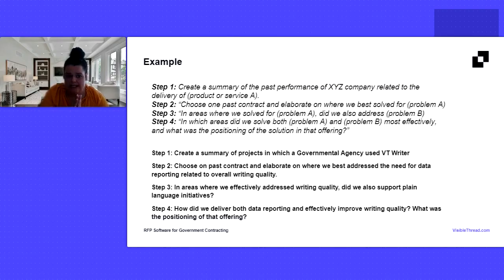specific item of performance and elaborate on where we best solve for problem A. So now we've talked about a product or service, we've looked at, these are the contracts that we have on this product or service. We want to dig into how we've solved for problem A. Okay, so we've done that. We have that output. So then we're going to say, in areas where we solve for problem A, did we also address problem B?